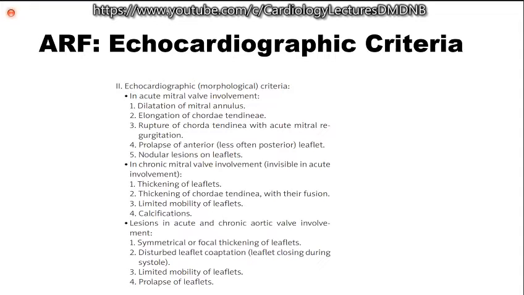What about acute and chronic aortic valve involvement? What is the structural abnormality that you can detect on echocardiography examination in a patient with acute rheumatic fever? Symmetrical or focal thickening of leaflets, disturbed leaflet coaptation, where the coaptation does not take place correctly, limited mobility of the leaflets, and sometimes even prolapse of the leaflets. All these things can happen as evidence of a more chronic aortic valve involvement in a patient with acute rheumatic fever.